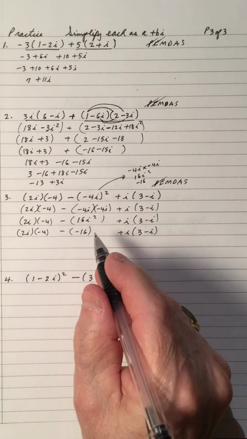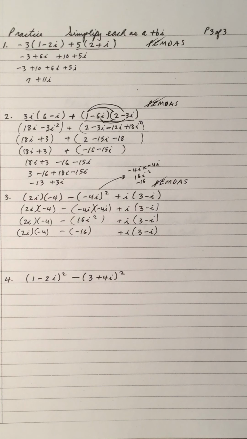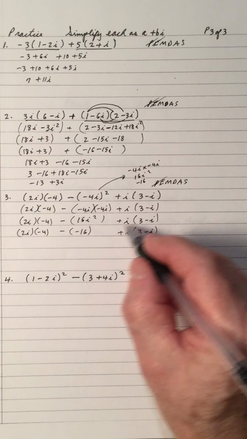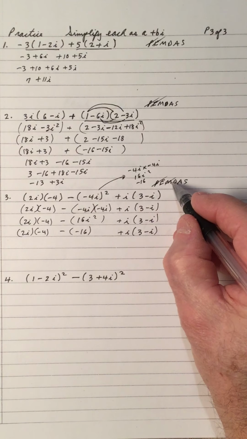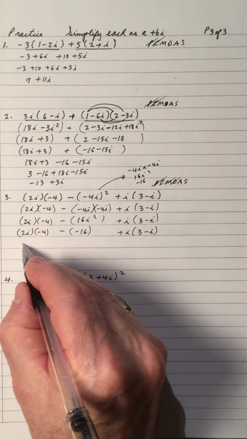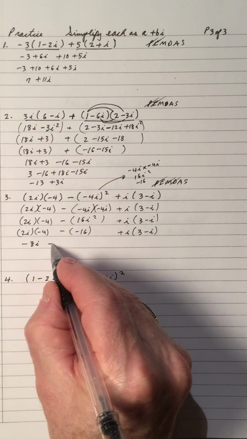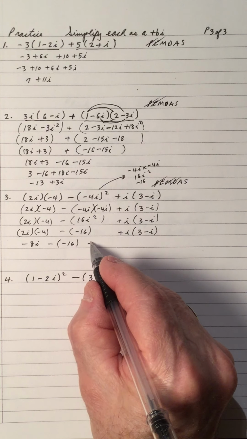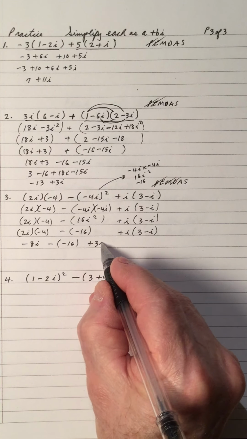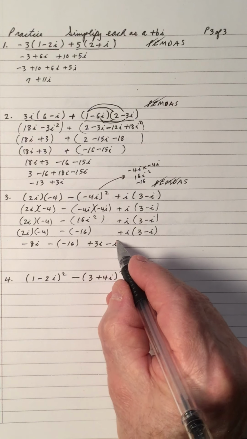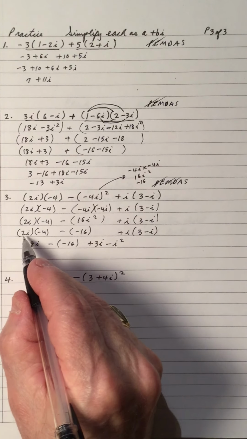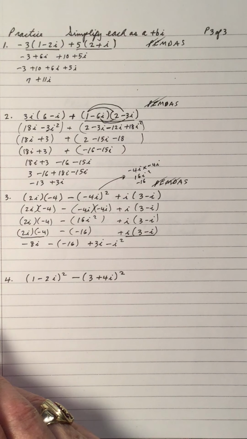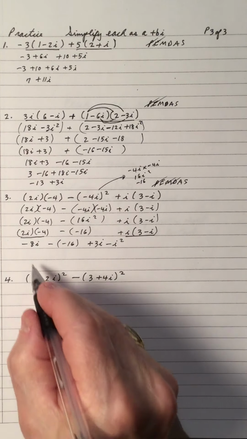Now I have to multiply. So we have the multiplication division, so I have to multiply. No divide. So I multiply, I get a negative 8i minus negative 16. Multiply, I get a positive 3i minus i squared. I have to multiply these two and these two before I subtract. So let's simplify. That's okay.